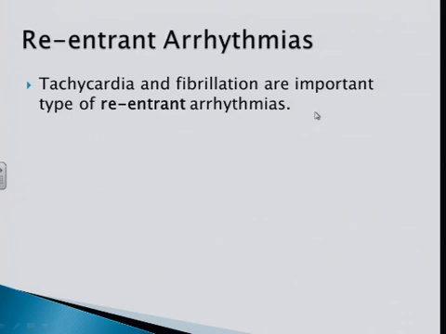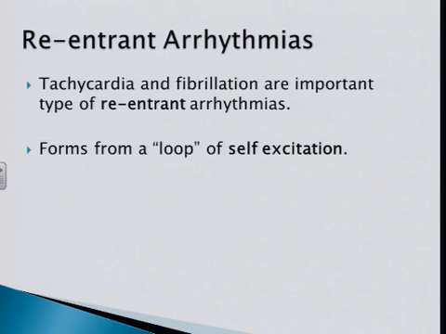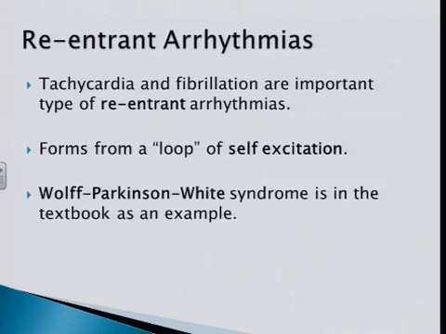Tachycardia, that is very, very rapid beating of the ventricle, and fibrillation are two very important types of reentrant arrhythmias. They occur through a loss of coordination and control of your electrical system. And when you have this loss of control, you start to get this loop of self-excitation. Because once a cell is excited, it can excite a neighboring cell. And as long as there's some cell coupled to it that is not refractory, it will propagate to that cell. And this can form an abnormal set of loops.